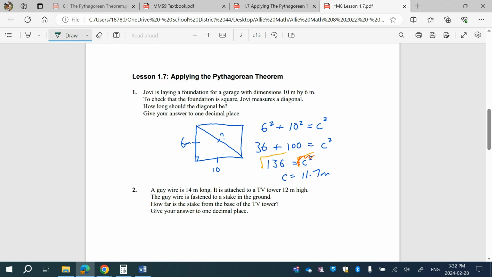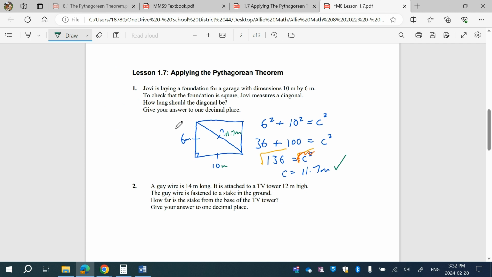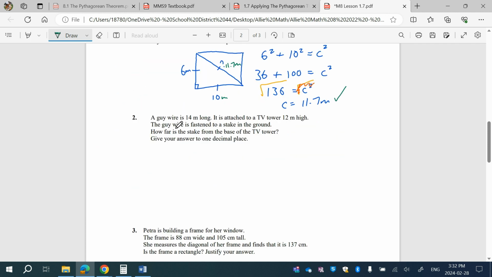Our actual final step, let's ask ourselves, does this make sense? And I think it does make sense. 11.7 meters, it's longer than 10. It's longer than 6. So I think that does make sense. I'd be confident to say that's how long the diagonal should be. Okay, let's do the next one.